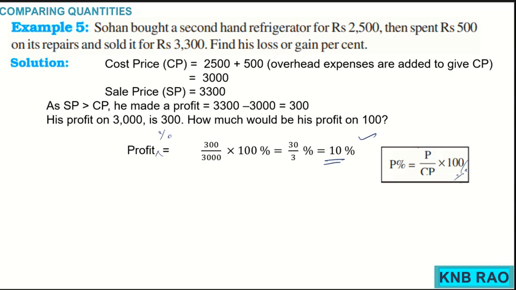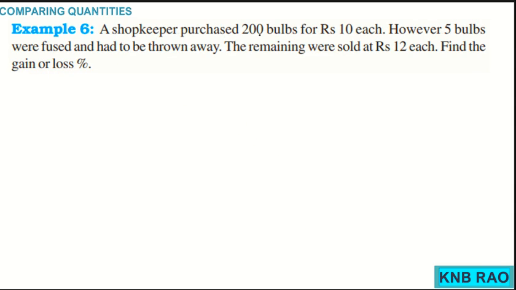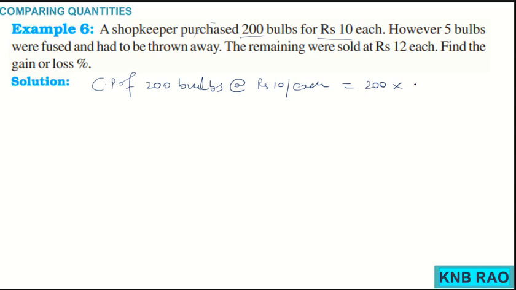Now we will get into example number 6. A shopkeeper purchased 200 bulbs for rupees 10 each. So his investment is rupees 10 per bulb and he is buying 200 bulbs. That means he has invested altogether 2000 rupees, isn't it? So we have as a solution: cost price of 200 bulbs at rupees 10 each is equal to 200 into rupees 10 gives rupees 2000 being the cost price.